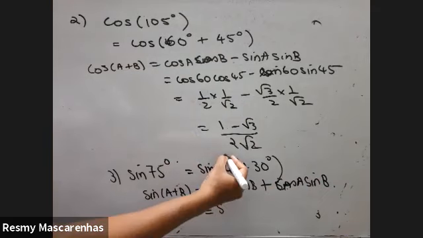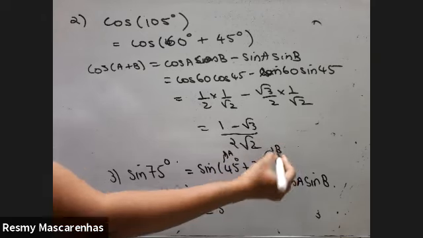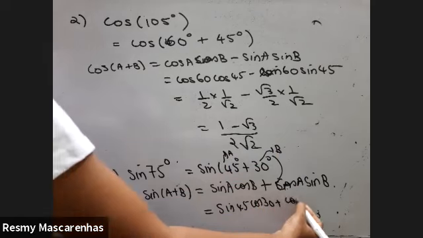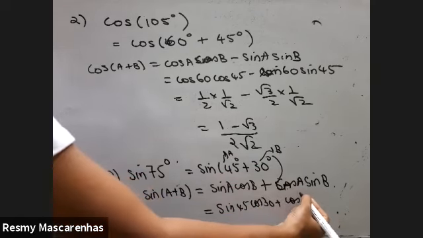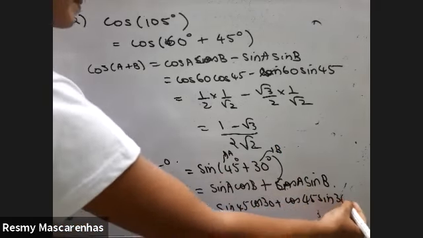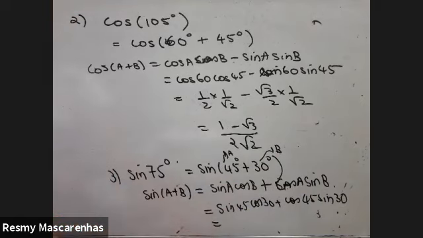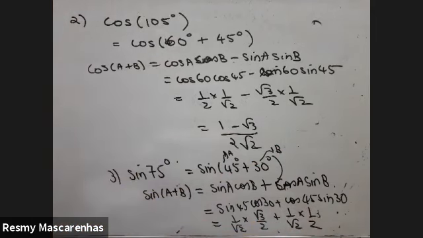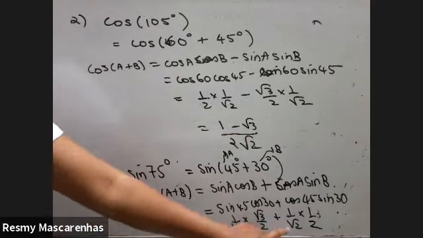This will be A and this is B. So sine 45 cos 30 plus cos 45 sine 30. Now substitute 1 by root 2 into root 3 by 2, plus 1 by root 2 into half. The common denominator, so your overall answer will be root 3 plus 1 upon 2 root 2.